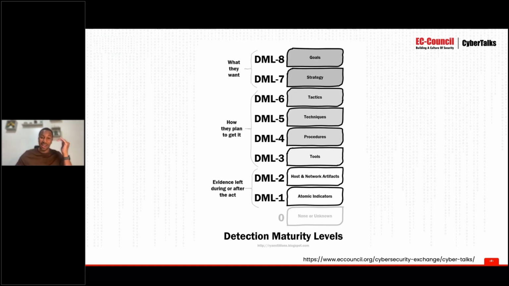What are the artifacts they've left behind? Did they scan 1,000 ports? Did they try to run a tool in the network? Was it an Nmap scan? Was it a Responder tool? Was it any other tool that was able to be run?